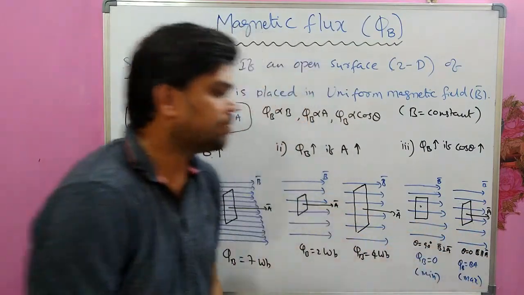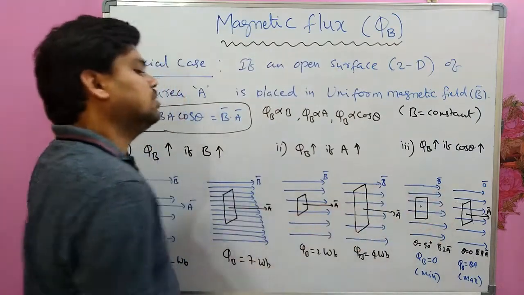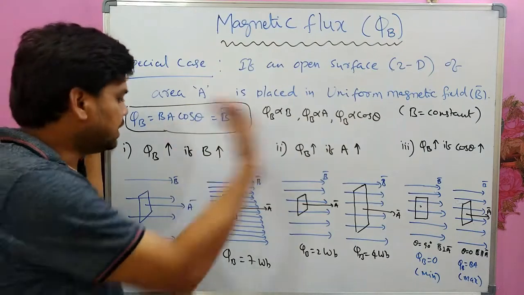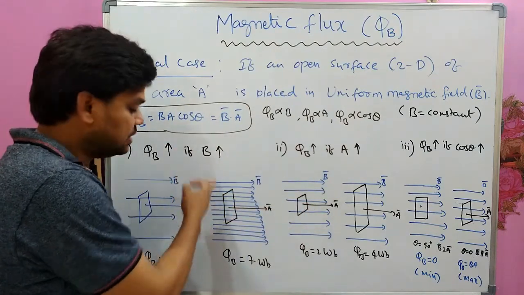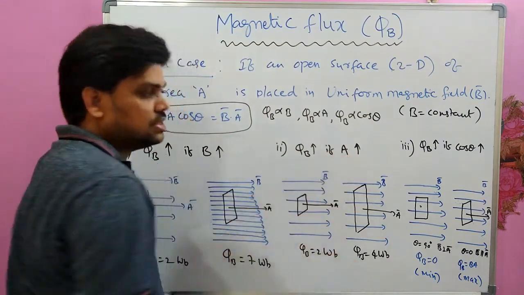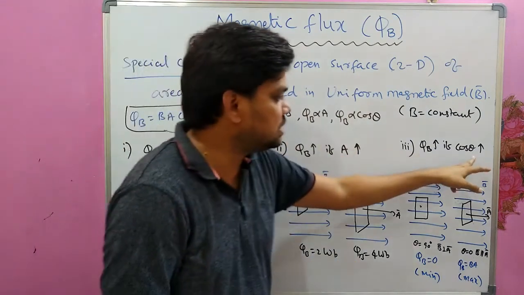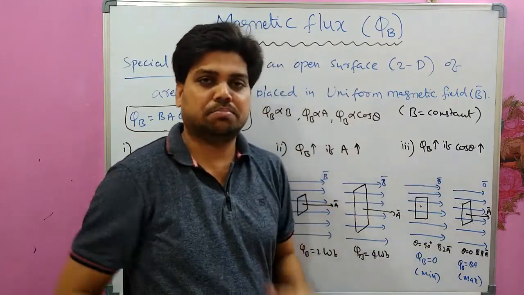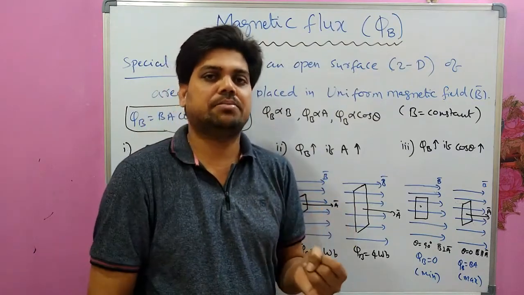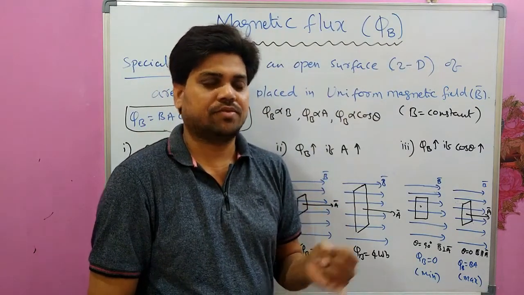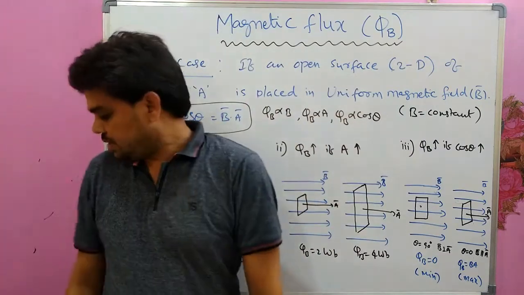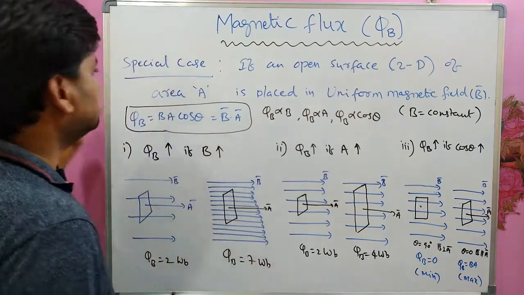Angle between B and A. So this is how the magnetic flux is going to change if certain things are changed: magnetic field increased, flux increased; area increased, flux increased; cos theta increased, flux increased. So basically it depends on B, it depends on A, it depends on the angle between B and A. Very, very important case. Right? So now we will see another case.